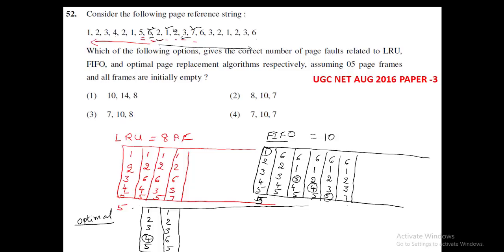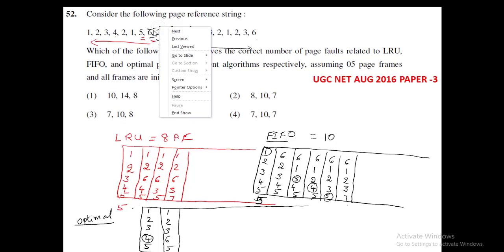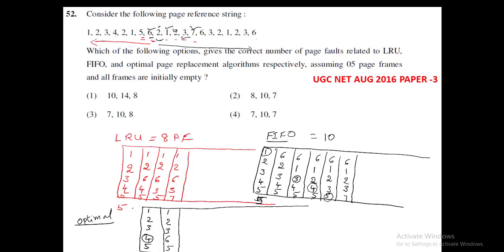Our next page referred by the CPU is 2, right? 2 is there, so no page fault occurs. Next page referred by the CPU is 1, it is there, so no page fault. Next, 2 is there, no page fault. 3 is there, and the next page referred by the CPU is 7. 7 is not there, so a page fault occurs.